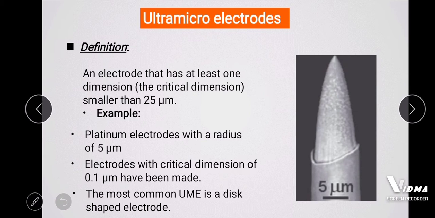So moving toward the first part, which is an electrode that has at least one dimension, also known as critical dimension, and it should be smaller than 25 picometer. For example, platinum electrodes with a radius of 5 picometer. Nowadays, electrodes with critical dimension of 0.1 picometer have been made. The most common ultra micro electrode is a disc shaped electrode, which is shown in the picture.